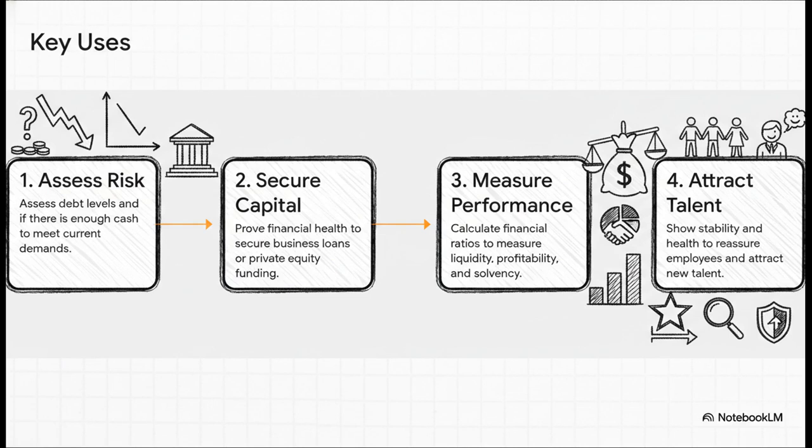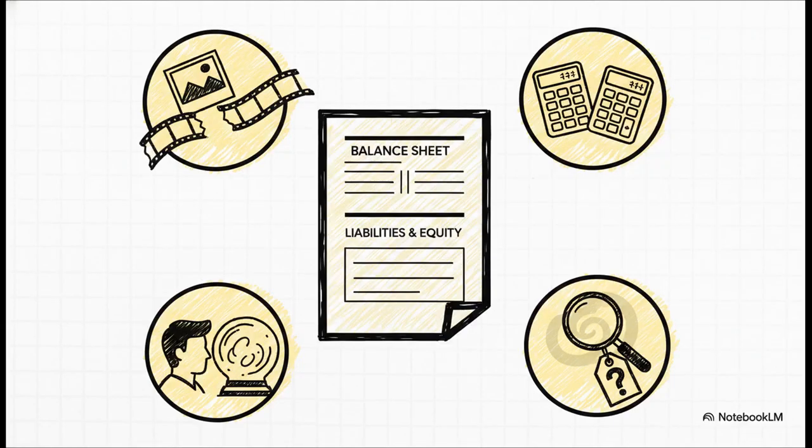So why does all this matter? What can you actually do with this information? Well, a few critical things. First, you use it to figure out risk. Does the company have way too much debt? Can it actually pay its upcoming bills? Second, you use it to get money. No lender or serious investor will talk to you without it. Third, you use it to measure performance, calculating all sorts of key financial ratios. And fourth, you even use it to attract top talent, because a strong balance sheet signals a stable, secure place to work.